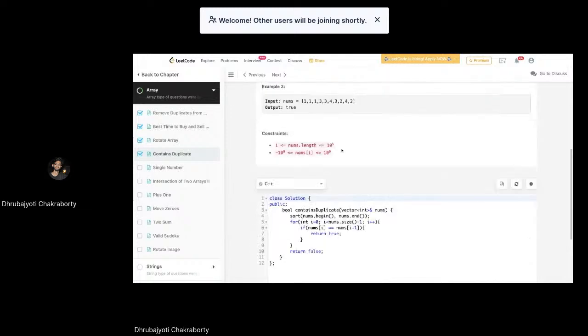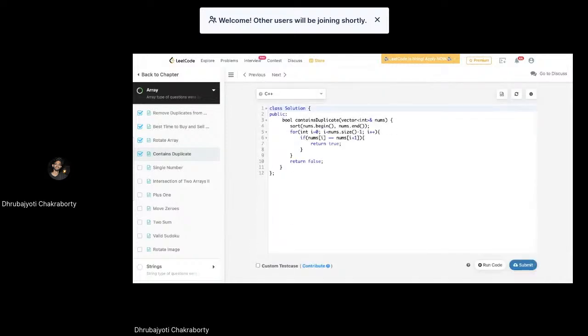And if I just again run you through the code, I'll first of all sort my array, right? And I'll just run a loop, a very simple for loop, where I'll check if nums[i] is equal to nums[i+1]. If that is equal, then we will return true. If that is not equal, then we'll return false, right? So this is a very simple approach, but a very logical approach, right?